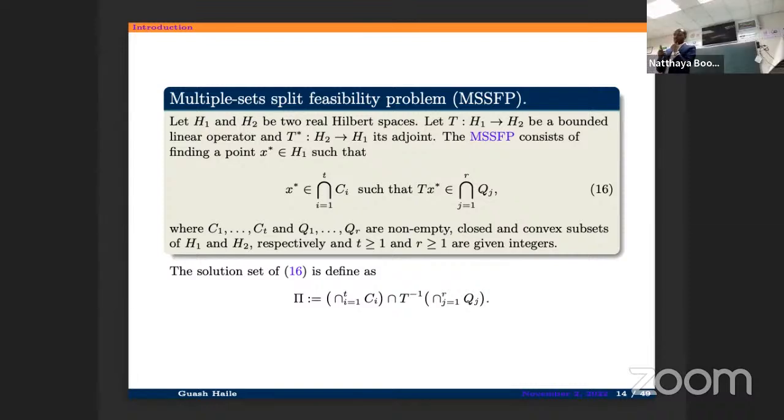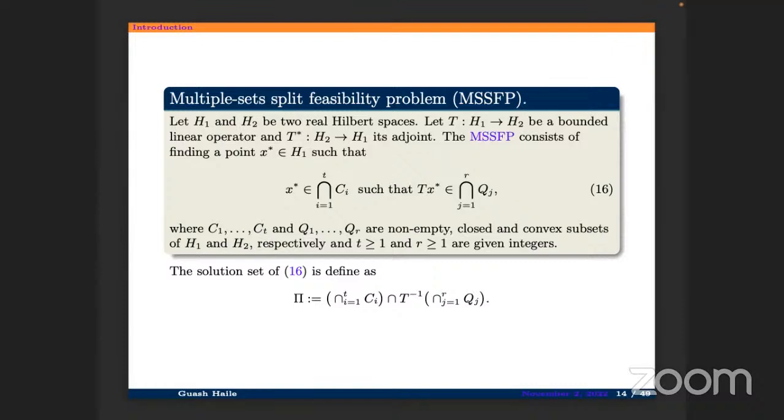Actually, for example, you can write this as just a problem. But when you write it in that form, you will say here X star is an element of C, where C is the intersection of CI, right? Such that its image is also in Q, where Q is the intersection of QJ. Yes, I can consider that. But this C, the intersection of CI, that's no problem.